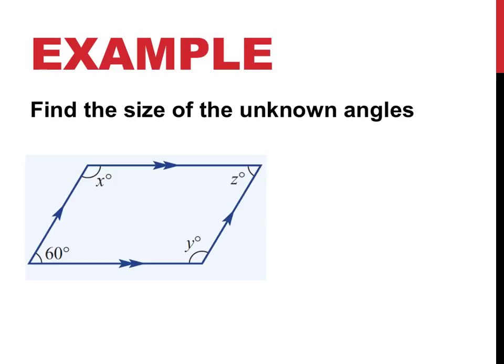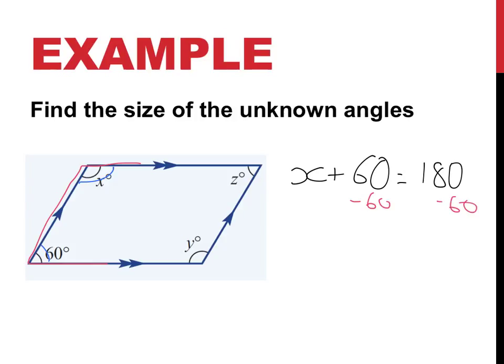Okay, if we look at this one here, I know I have parallel sides. There's a few things that I do know. I know that this guy here is actually co-interior. So 60 plus something needs to equal 180. So X plus 60 equals 180. Well, what plus 60? Minus 60 from that side, minus 60 from that side. What plus 60 equals 180? Well, it's 120.